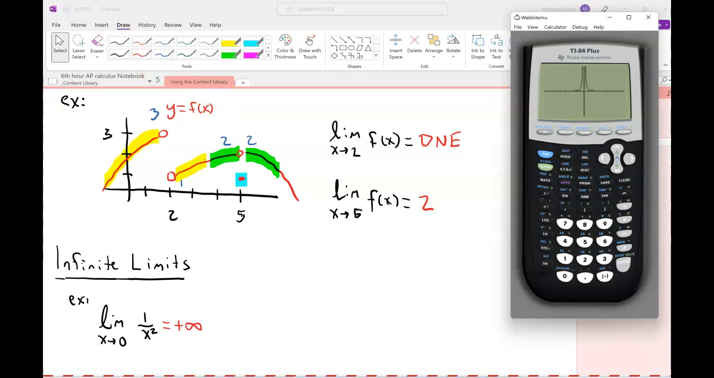Now, if you had chosen to do this using the table, Tegan. Sure. You are, my good man.